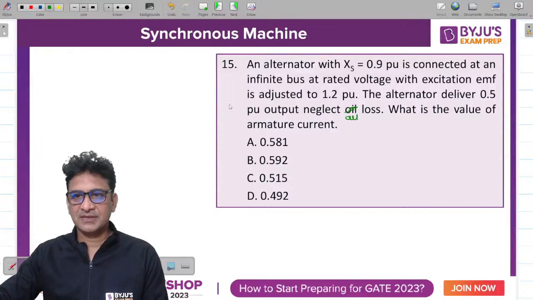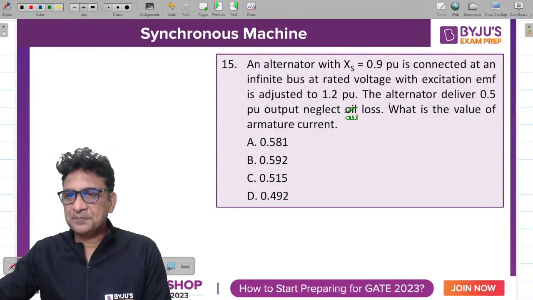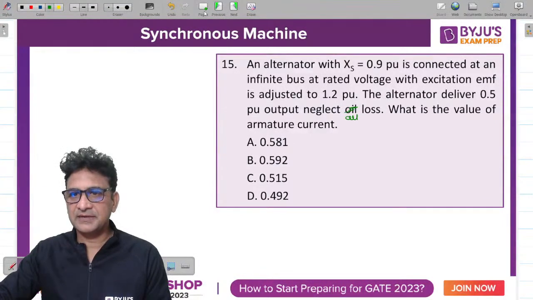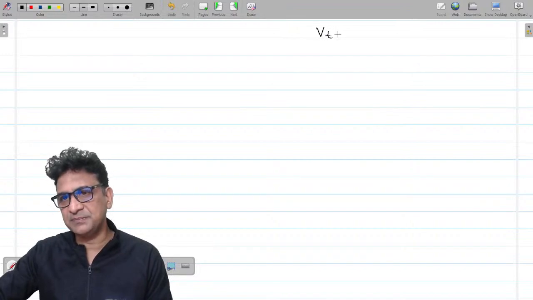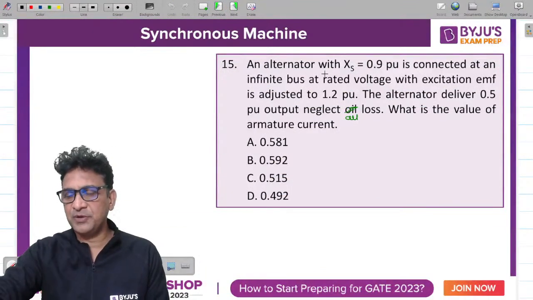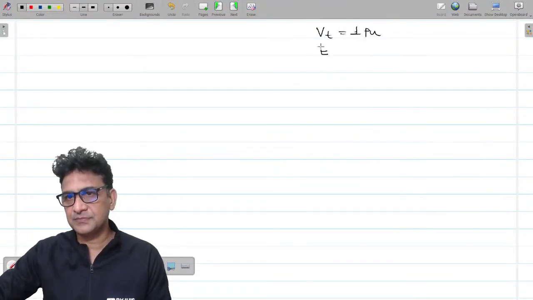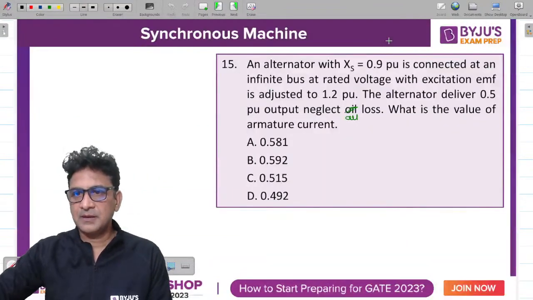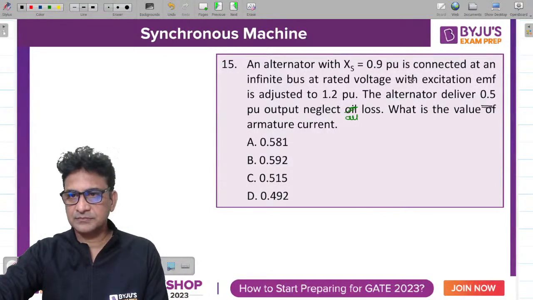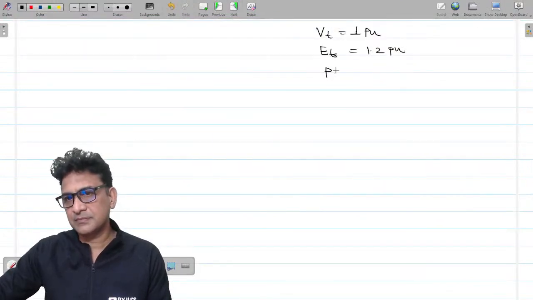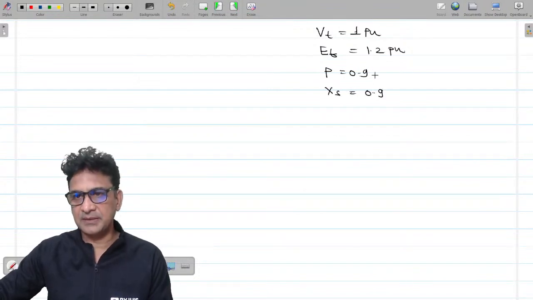See, we know the Vt is given because it is connected with the infinite bus bar. So what is the Vt? Vt magnitude is 1 pu. EF is 1.2 pu. Power is 0.5 pu, and the Xs is 0.9.